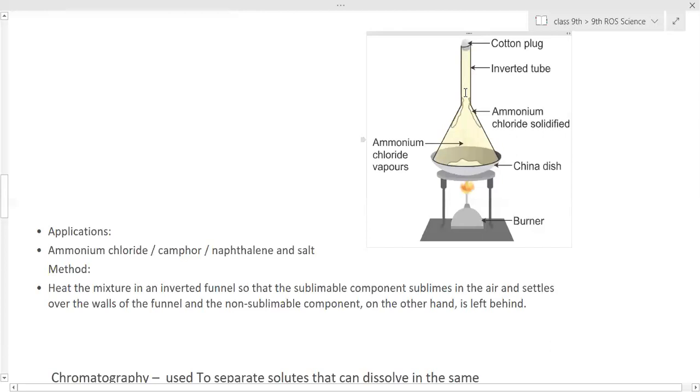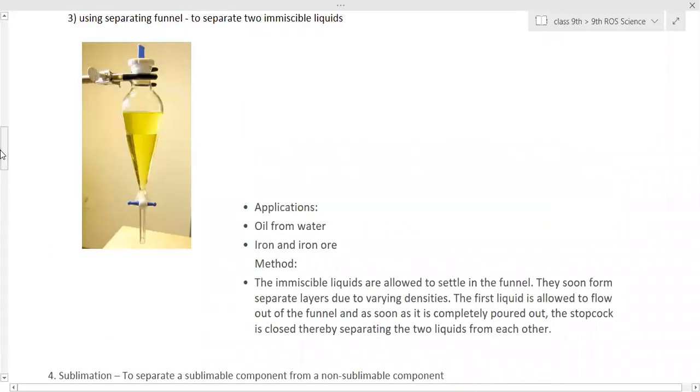And when it moves upward, it is condensed because the temperature is less. So it will come back to its solid state. So from the inner part of this funnel, we can obtain that sublimable substance, and the non-sublimable substance will remain in the china dish. So that is the method of sublimation. Oh, sorry, sublimable. Now the next one, this is the method of separating funnel.